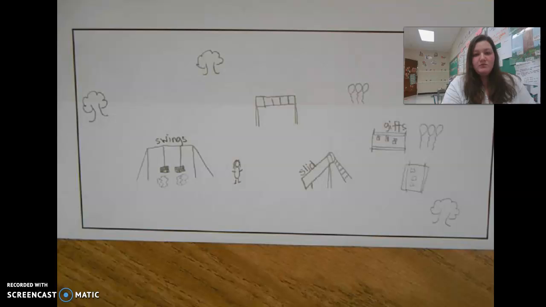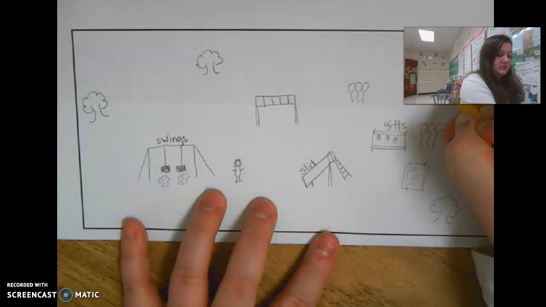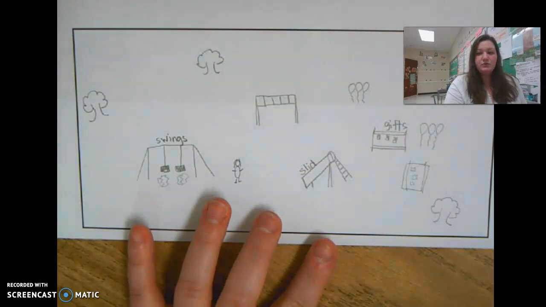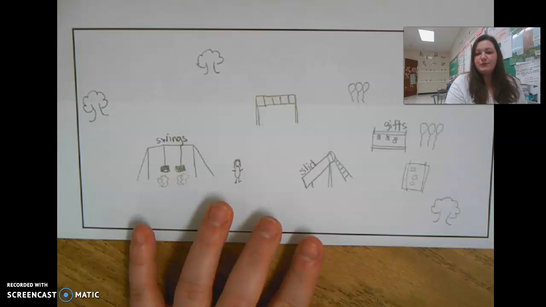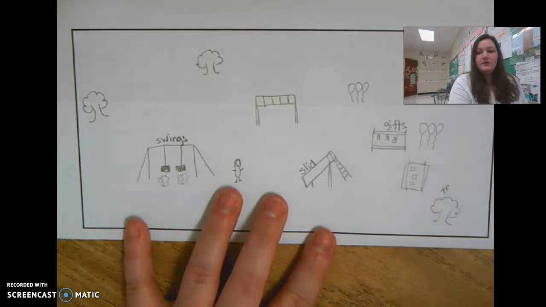I could label the tree and the sun to make sure that we know that we're outside. So I know how to spell sun. S-N. I can hear all the sounds. And tree. Tur. What two letters make the tur sound? Very good. T-R. Tree. Good.